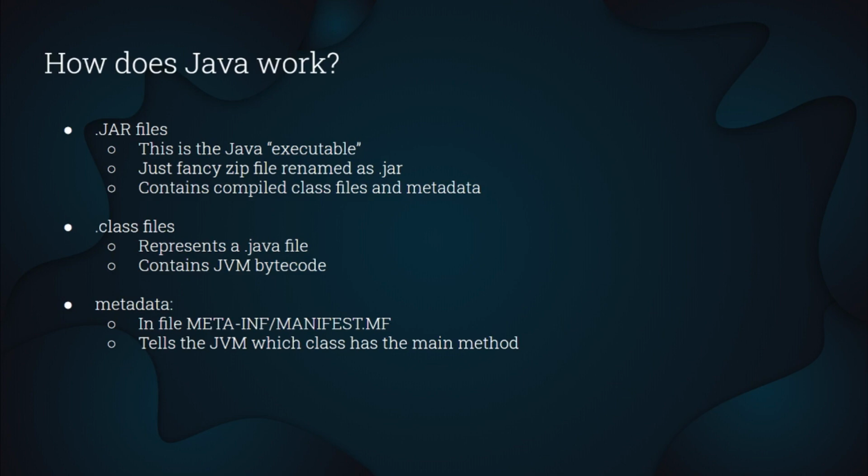But actually, this file is just a fancy zip file, and you can unzip it with any sort of zip utility like WinRAR, and inspect its contents. And what you'll find is that it actually has compiled classes and metadata. And these compiled classes are just the .class files. There will be files with the .class extension inside the jar, which is just a zip file. And each one of these represents a single .java file.